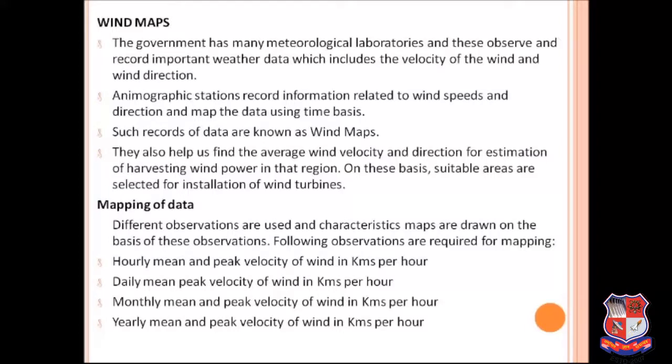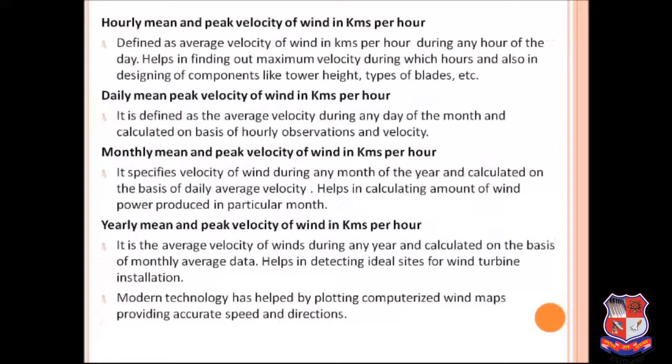Coming down towards mapping of the data. Different observations are used and the characteristic maps are drawn on the basis of these observations. The following observations are required for mapping of a wind map: the hourly mean and peak velocity of wind in kilometers per hour, daily mean and peak velocity of wind in kilometers per hour, monthly mean and peak velocity of wind in kilometers per hour, and yearly mean and peak velocity of wind in kilometers per hour.